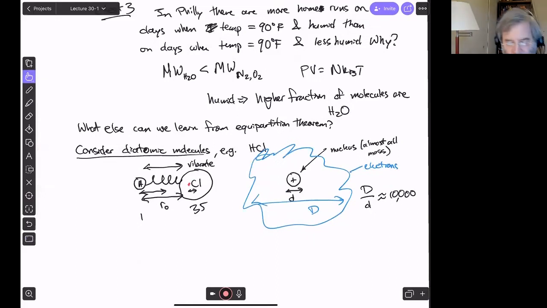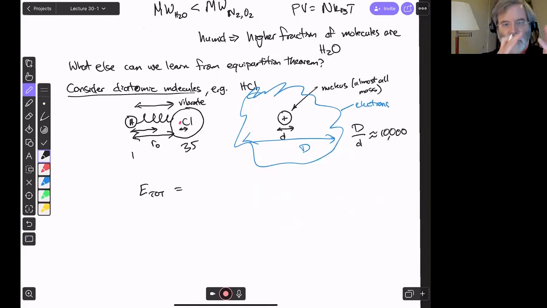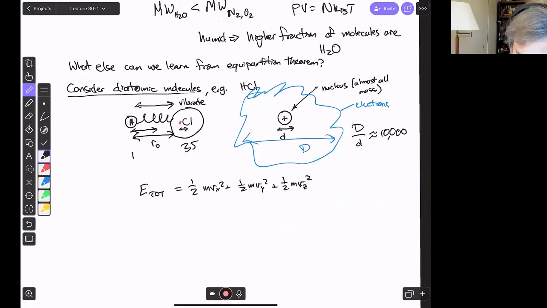So now let's think about writing the total energy of this molecule, E total of the molecule. Of course, the molecule can be moving through the volume of a box, let's say, so it has translational kinetic energy. So as before, 1/2 m vx squared plus 1/2 m vy squared plus 1/2 m vz squared. We basically have already talked about that. But in addition to that, there is energy associated with this vibration relative to the center of mass. So let's call that, there's a kinetic energy.